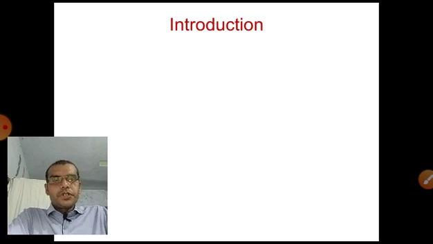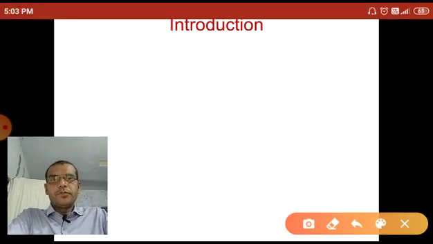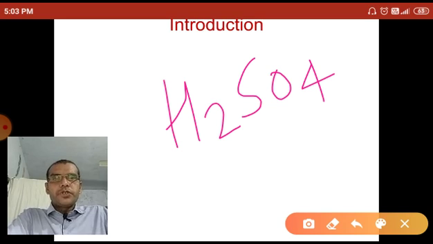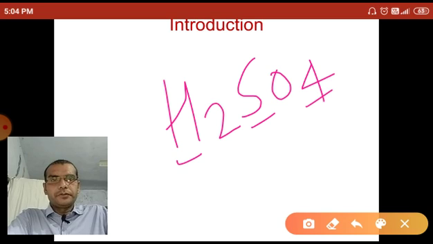So sulfuric acid, the formula of sulfuric acid is H2SO4. In sulfuric acid, the ionic bond, covalent bonds and coordinate bonds, all three types of bonds are present.